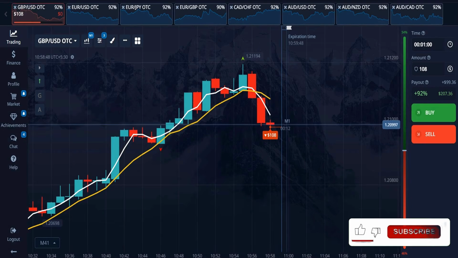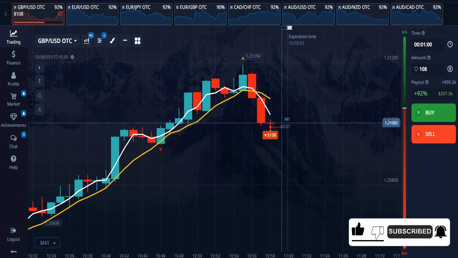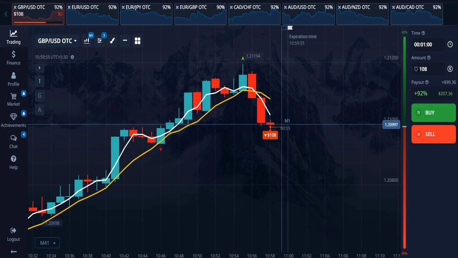However, I made a critical mistake that cost us this trade. Instead of entering the trade immediately after the candle opened, I delayed and placed it 15 seconds later.